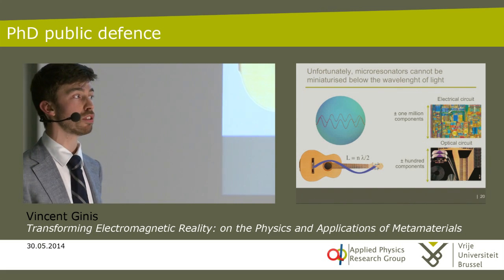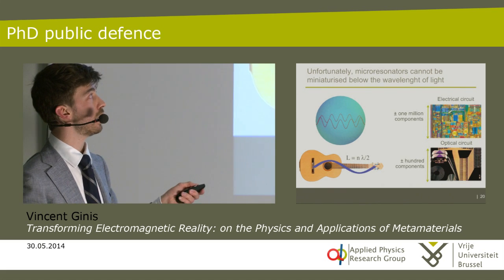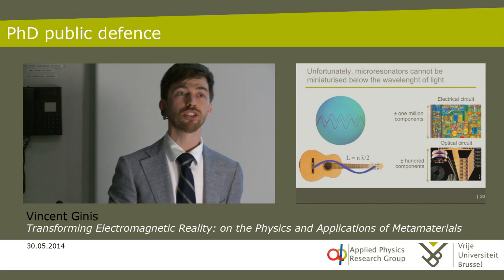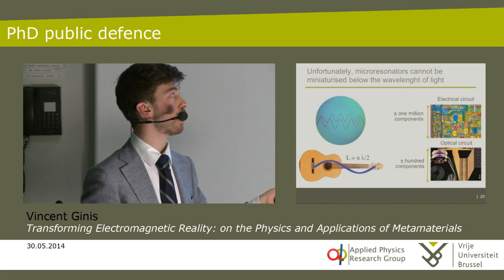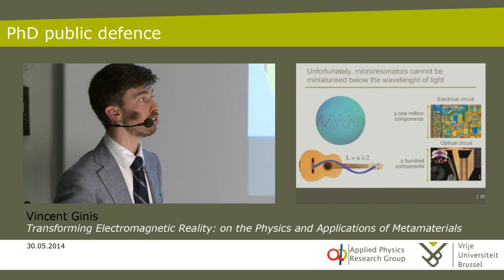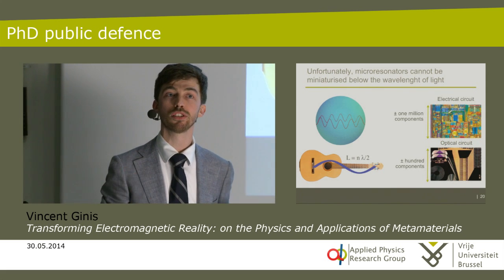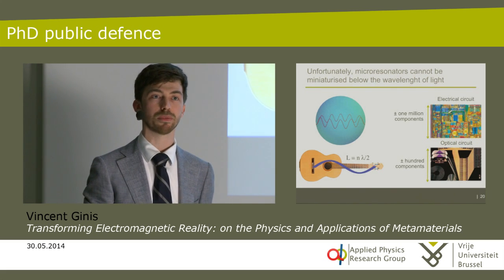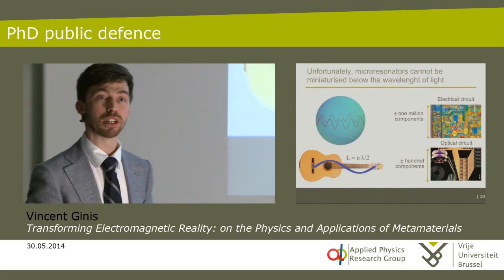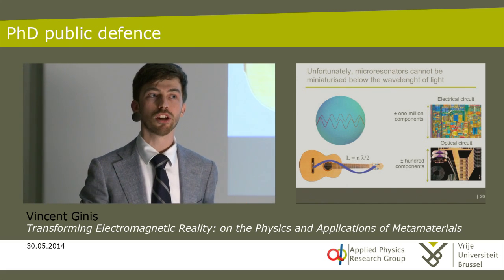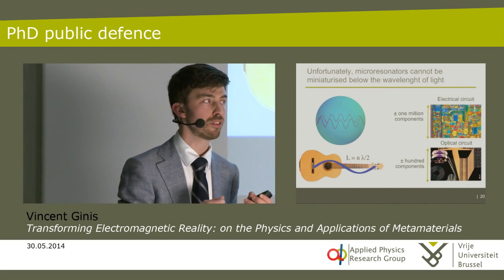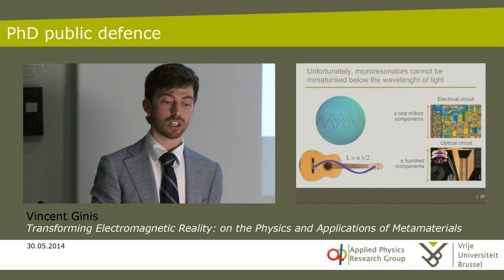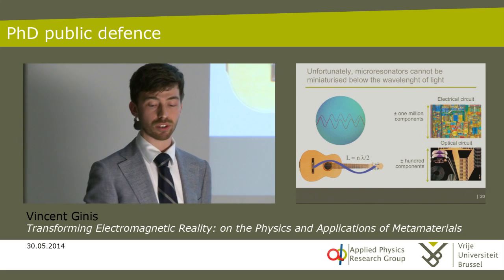And this has quite some severe consequences, and it is shown here in this comparison between an electrical circuit and an optical circuit of the same dimensions. These are approximately a few micrometers. On the electrical circuit, you can easily include a few millions of components, because they are not limited by this previous limitation. Whereas the optical circuit, because of this limitation, can only contain a few hundreds of components. So you have a severe miniaturization limitation related to these microresonators.